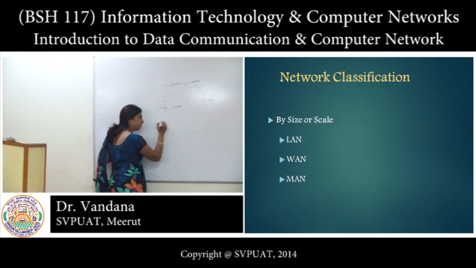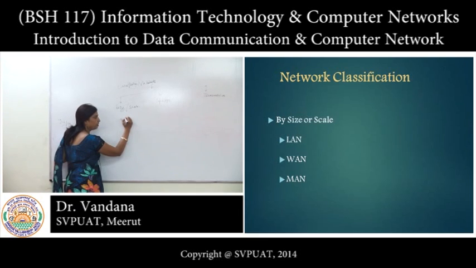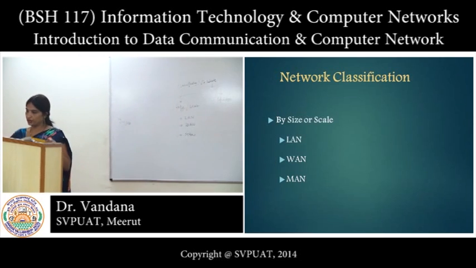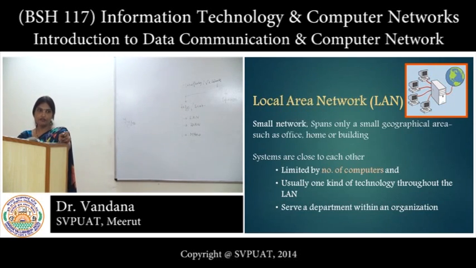On this parameter, we can define our network in three different types of category. One is local area network, then wide area network, and last is metropolitan area network. I hope everybody must be aware with local area network. Local area network is the small network where limited number of computers connected with each other for the purpose of communication. Obviously, the size of this network is either in a building or in an office, or that can be covering the entire campus.